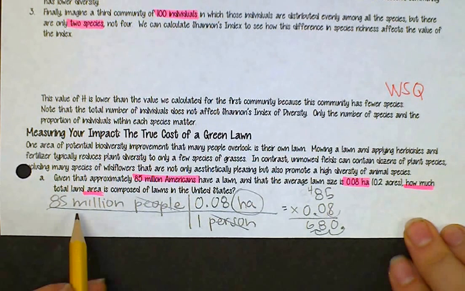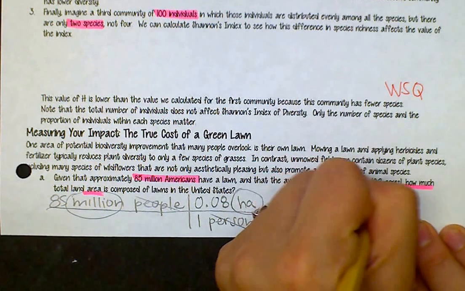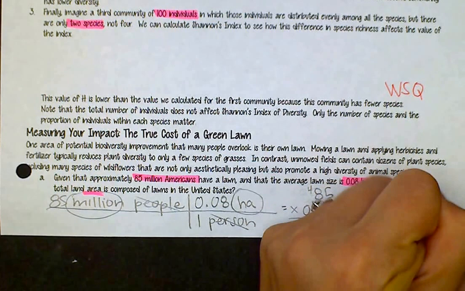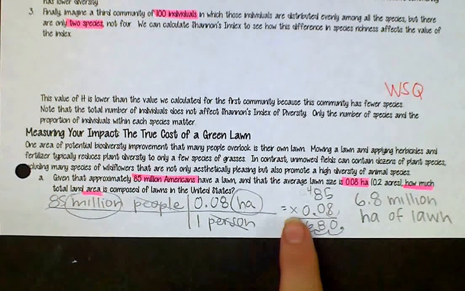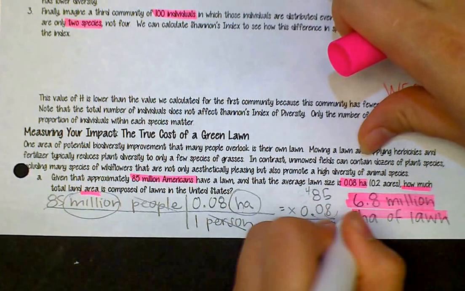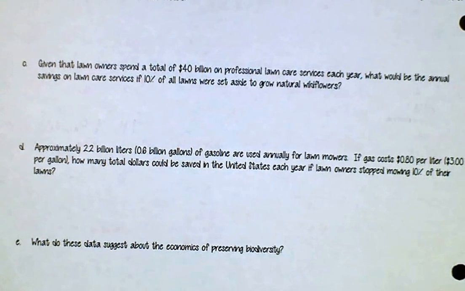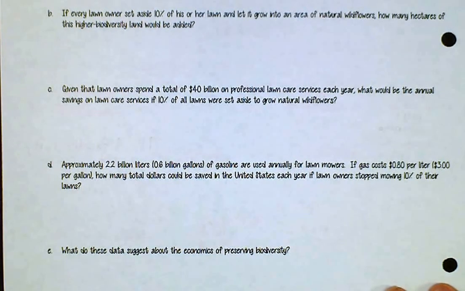And I have million left over from here, and I have hectares. So our final answer is 6.8 million hectares of lawn. That's quite a lot of land that's going to be green lawns. Alright, let's see what's next. It says if every landowner sets aside 10% of his or her lawn and lets it grow into an area of natural wildflowers, how many hectares of this higher biodiversity land would be added?